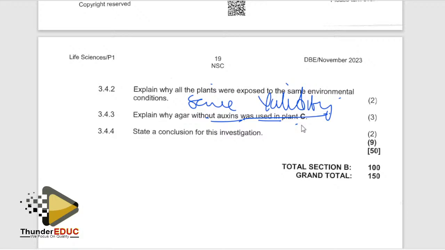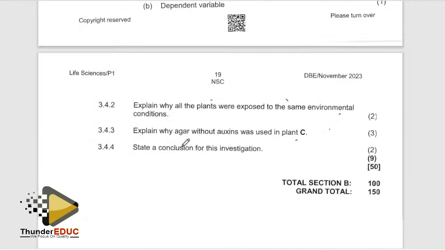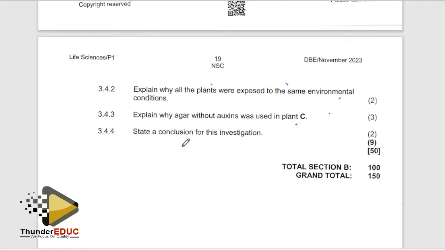Explain why agar without auxin is used in C. So we go to the next question. Explain why agar without auxin. So we have done that. Then the next question, they're saying explain why the plants were exposed to the same environment. So we answered that. And then lastly, they are saying, state the conclusion for this investigation.